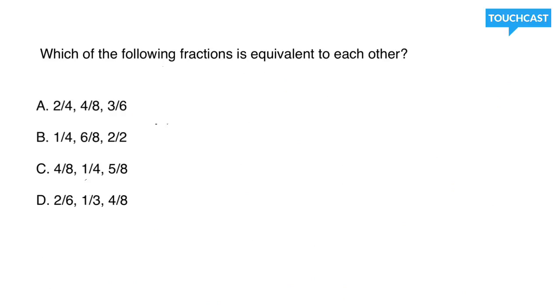Alright guys, let's take a look at number 2. This one's a little bit different. We have 4 sets of fractions, and each of them has 3. We need to figure out which of them are all equivalent.